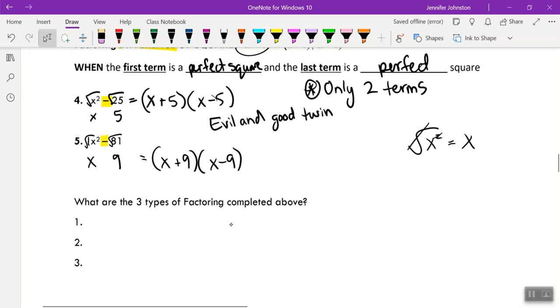So the 3 types of factoring that we've seen before are just our MAN method, the perfect square trinomial, or just write down perfect square, and the last one is a difference of squares.